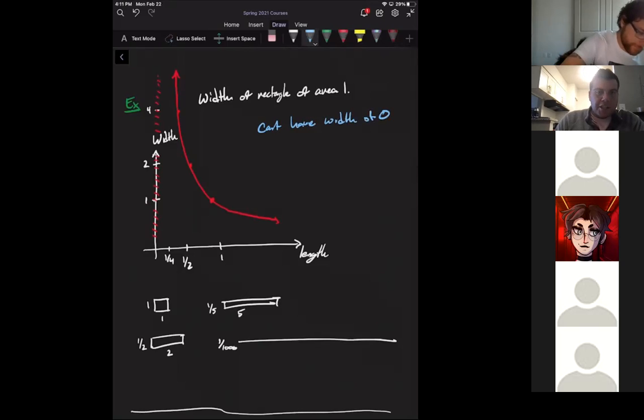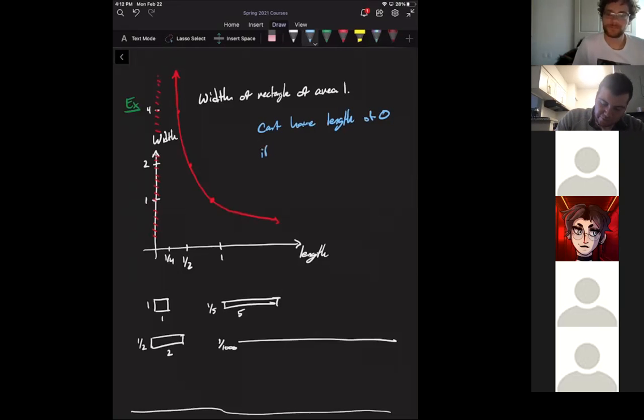All right, so let's do a quick check. If we're trying to make rectangles that have area 1, why can't we have a width of 0? Or a length of 0? Because the area is the length times the width, and if you multiply by 0, you get 0. Exactly. Thank you. So as straightforward as that. We can't have a length of 0. But also, the area is just the length times the width.